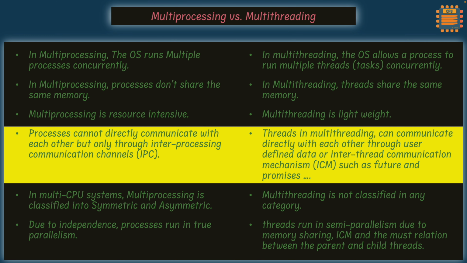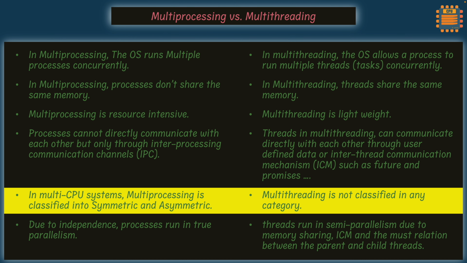Fourth, as we discussed earlier, processes cannot directly communicate with each other, but only through inter-process communication channels, while threads in a multithreading environment can communicate directly with each other through user-defined data or using inter-thread communication mechanisms, ICM, such as futures and promises.